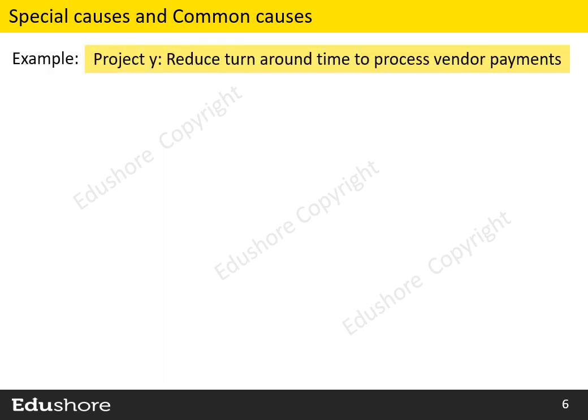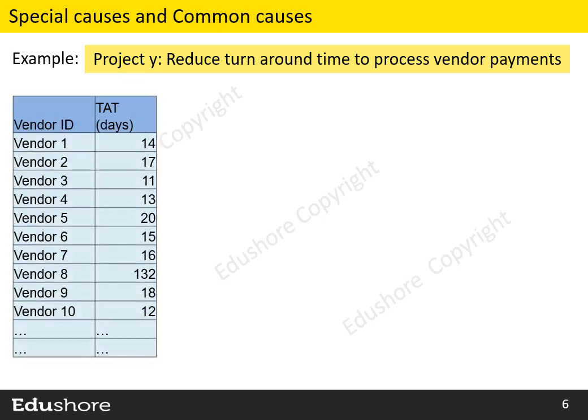Now, let us understand the details of special causes and common causes, and their relevance to data analysis. Let's understand with this example. For example, our project Y is reduce turnaround time to process vendor payments. And here is the data of turnaround time to process vendor payments. If we analyze this data, the turnaround time for all the vendors except vendor 8 is under 20 days. The turnaround time for vendor 8 is 132 days.